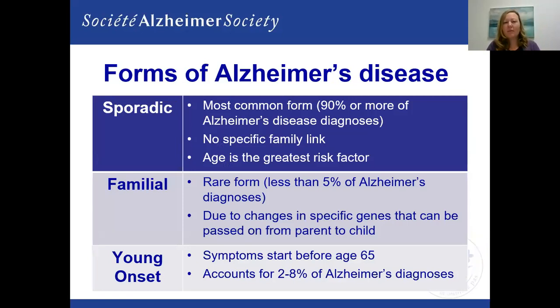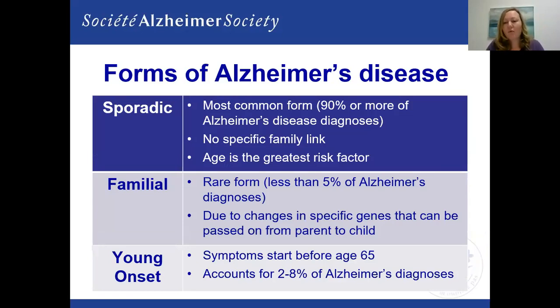All right, now we're going to talk about the forms of Alzheimer's disease. Did you know that there are different forms of Alzheimer's disease? Maybe, maybe not. The two main types of Alzheimer's disease are called sporadic and familial Alzheimer's disease. And we're also going to talk about another form of the disease that's called young onset dementia.